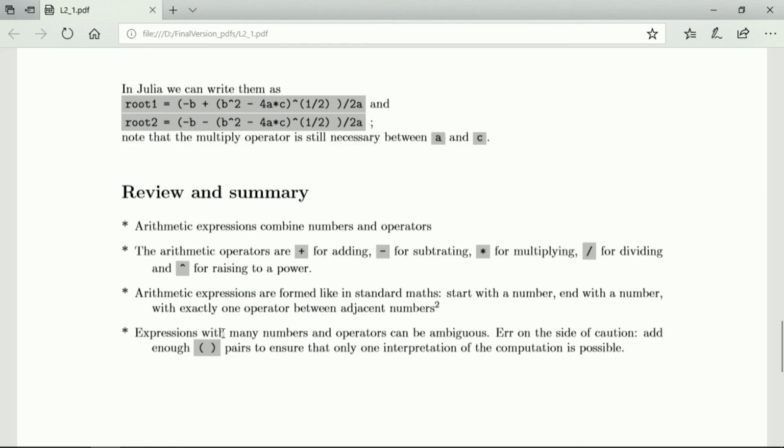And finally, expressions with many numbers and operators can be ambiguous, and you should err on the side of caution and add enough pairs of parentheses to ensure that only one interpretation of the computation is possible. That's the end of lesson one of week two.